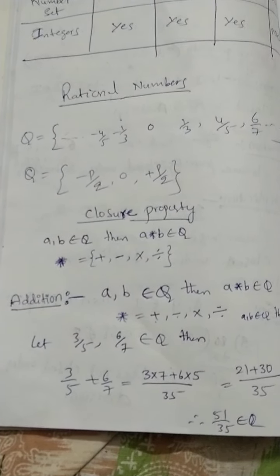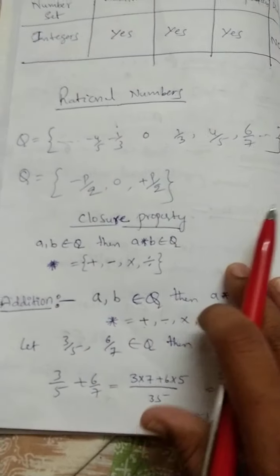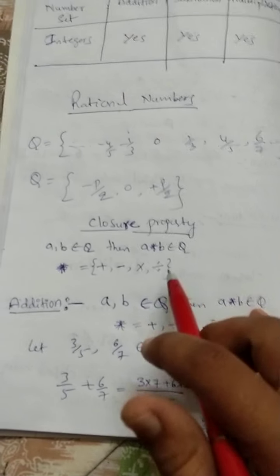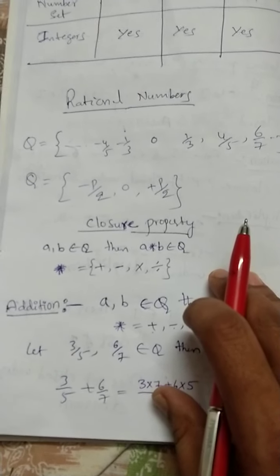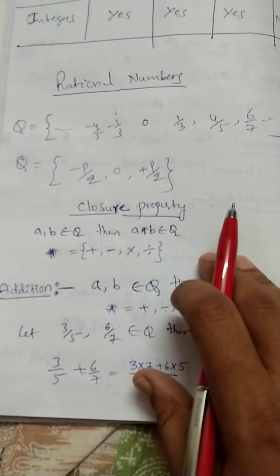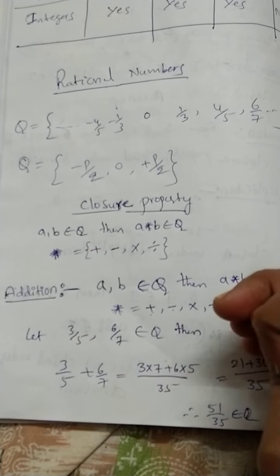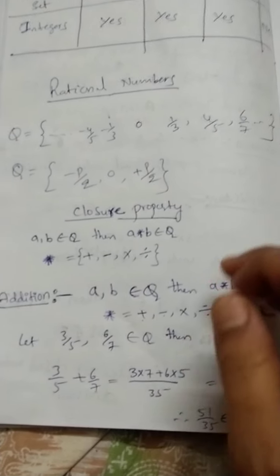In this video, I am going to explain properties of rational numbers under four operations: addition, subtraction, multiplication, and division. I will discuss the properties. In this, I am going to explain only three properties: closure, commutative, and associative. Is that enough for you?